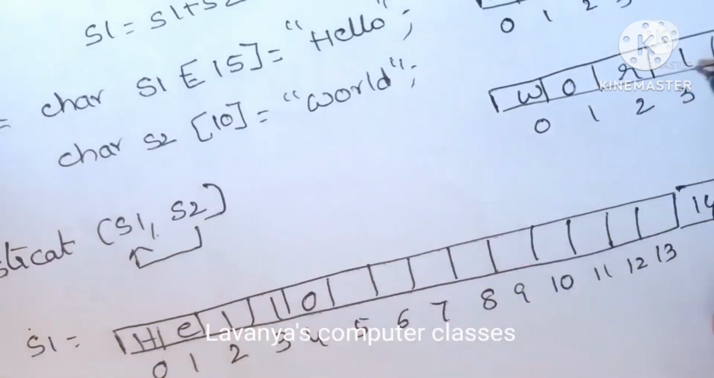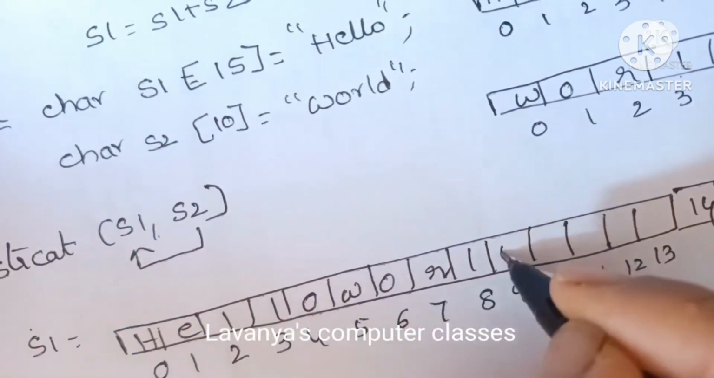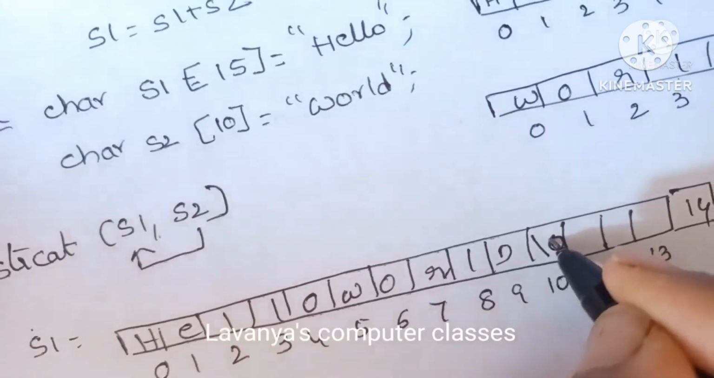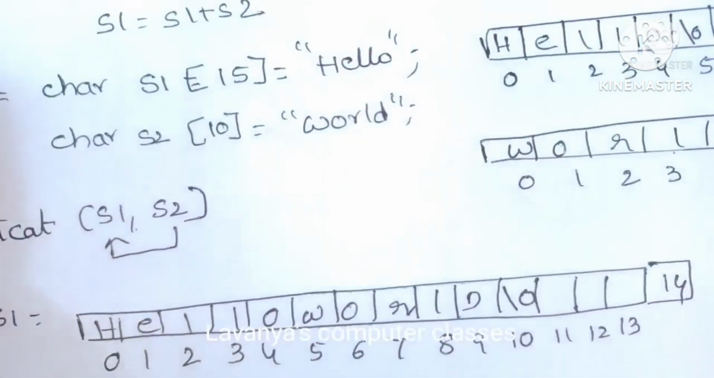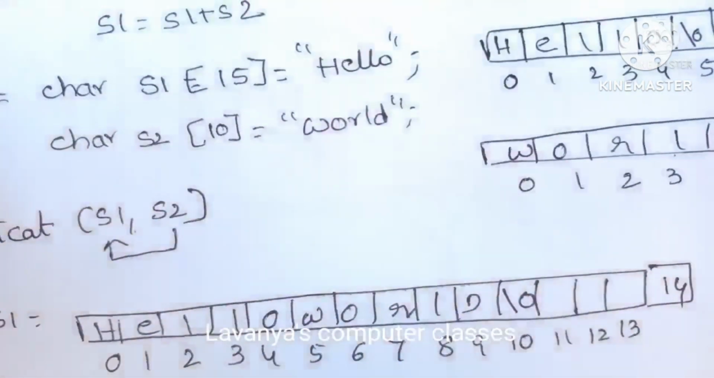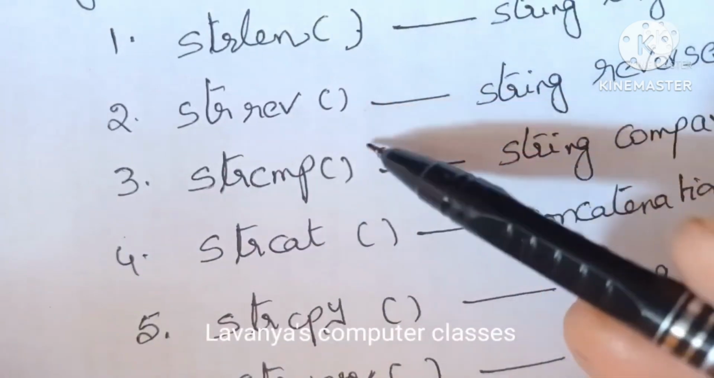The actual word of s1 is hello. It is not changed at all. But here, after removing the backslash zero, in that place the second string is added, that is world. Then backslash zero, that means after this s1 is hello world, s2 is only world, there is no change in the world. So this is the working of the string cat function, strcat.